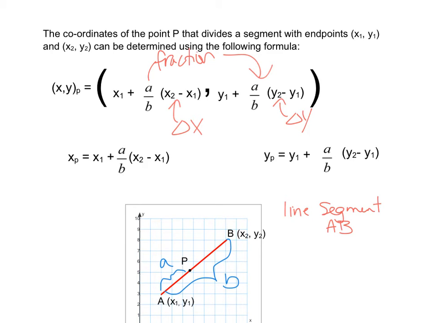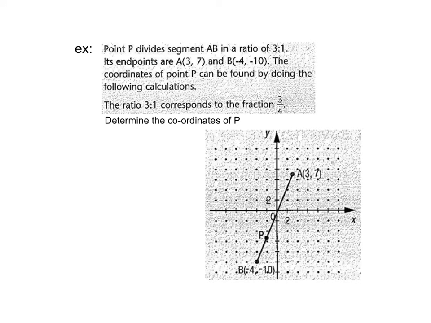So P divides the line using the fraction A over B. B is the whole, A is the part from the point we're starting from. Let's try all of this in an example.